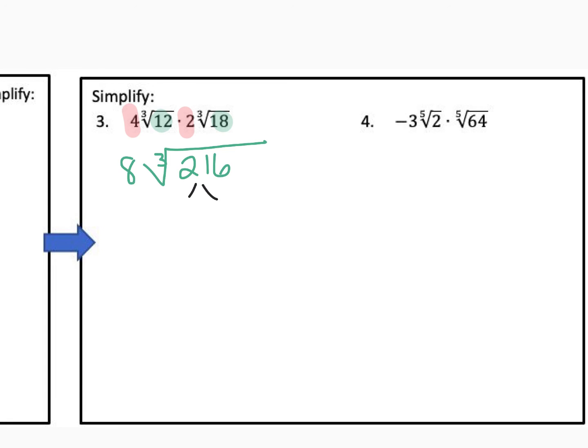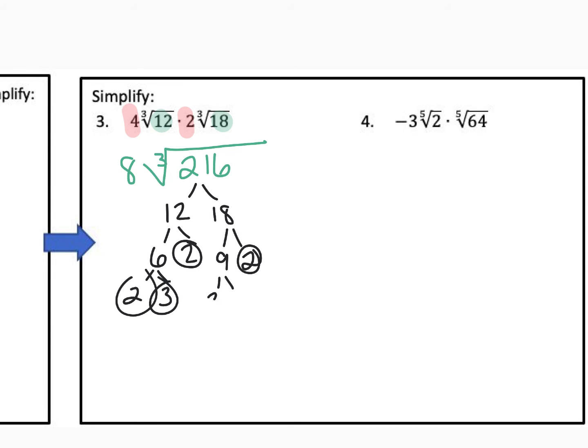So I'm going to break down 216. Well, I just saw that it was 12 times 18, so don't overthink that. Keep going. 6 times 2, 2 times 3. 18 would be 9 times 2, and 3 times 3. You should be getting quick at making factor trees. So since my index is 3, I'm looking for a perfect cube. All right, so what's something that's there 3 times?